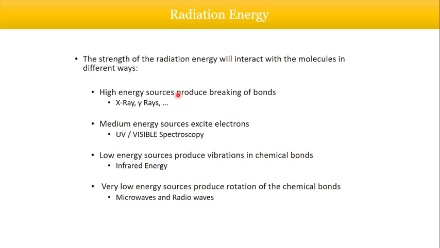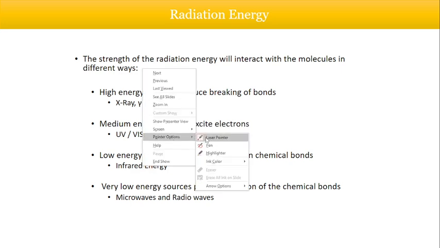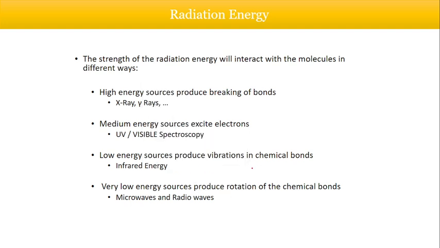Also, we have medium energy sources which are used for exciting your electrons. For example, we have the UV visible spectroscopy. Then we have the low energy sources which produce vibrations in the chemical bonds. Those are the infrared energy. And the microwaves and your radio waves are very low energy sources which produce rotation in the chemical bonds.